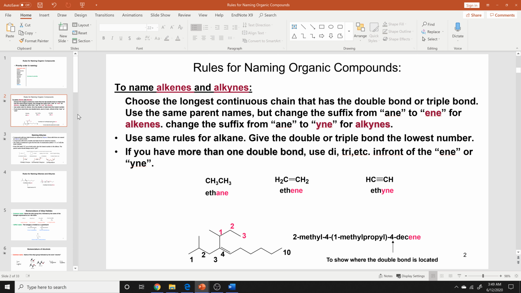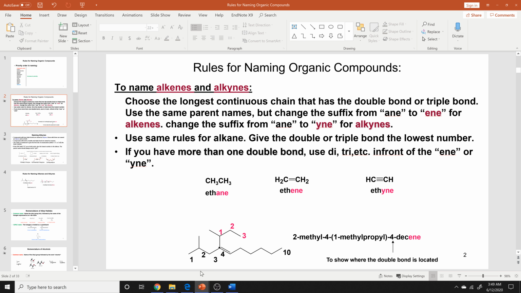We're going to use the same rules of naming of alkanes. We're going to give the double bond and the triple bond always the lowest number when we're naming them. And we're going to use the prefixes di, tri, tetra if we have more than one double bond or more than one triple bond. So in this case, whenever I want to name this, it's a decene.